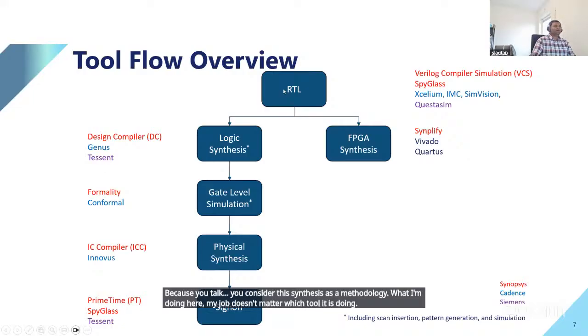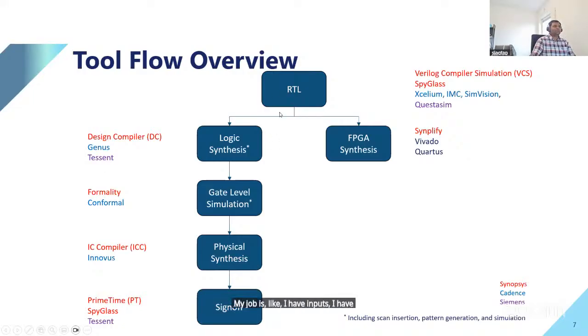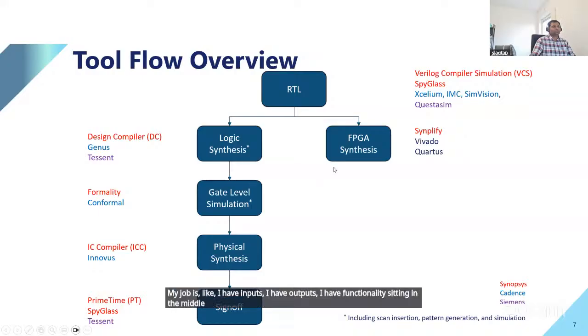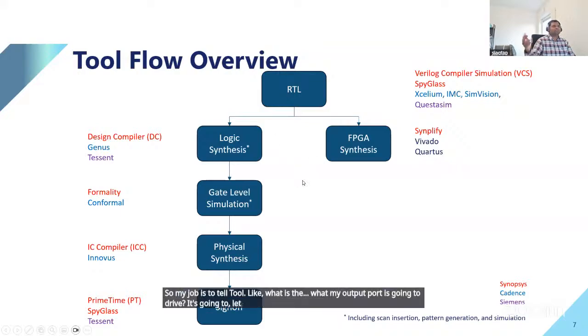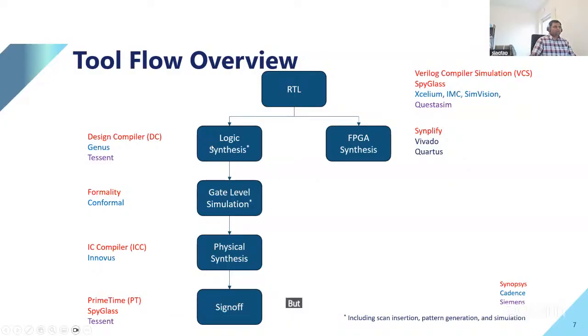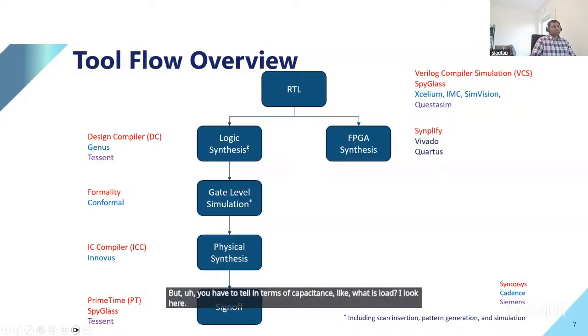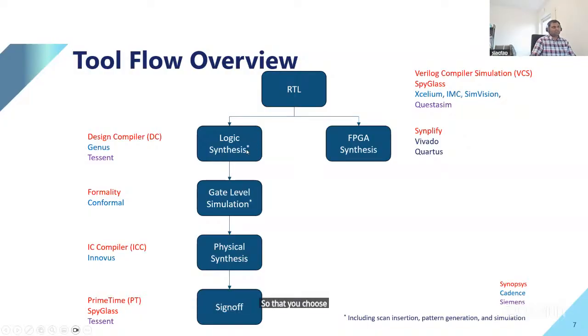My job is like, I have inputs, I have outputs, I have functionality sitting in the middle of inputs and outputs. So my job is to tell the tool what my output port is going to drive. Let's say it's connected to a display, but you have to tell it in terms of capacitance what the load is, so that it chooses a cell with that drive strong enough for the output port.